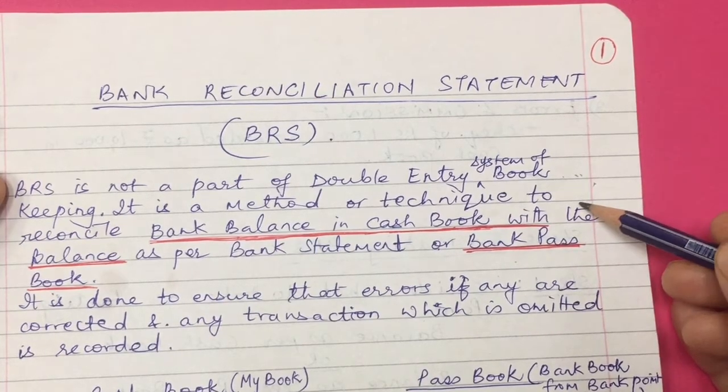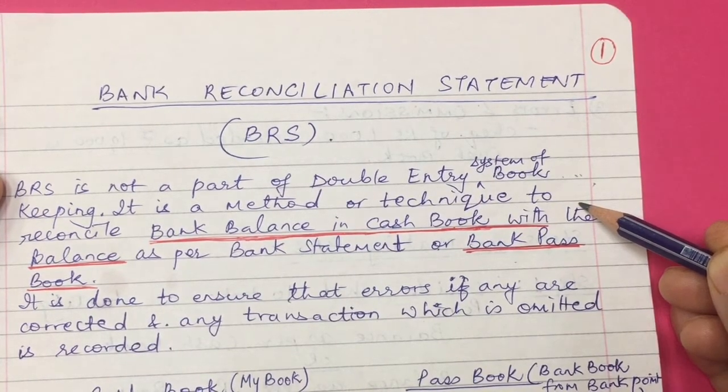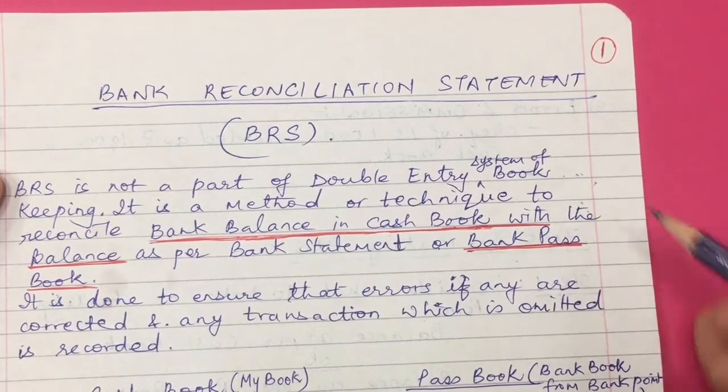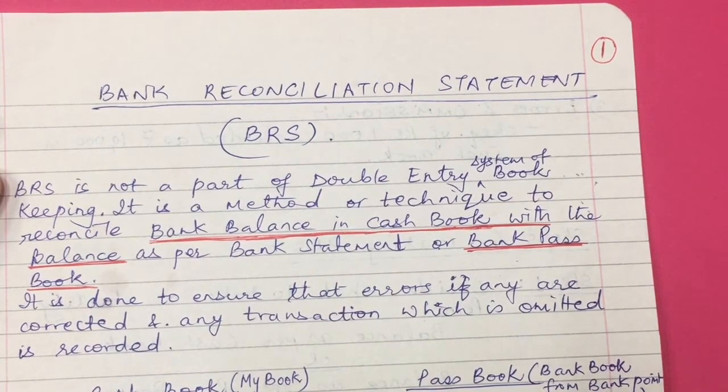It is just a method or technique to reconcile bank balance in cash book with the bank balance as per bank statement or bank passbook. Now what do I mean by this? In double column cash book we have two columns. One is the cash column and one is the bank column, both on credit side and on the debit side. Whatever is there in the cash book under the bank column, we are going to consider that, and the passbook that the bank issues to us regarding our account in the bank.